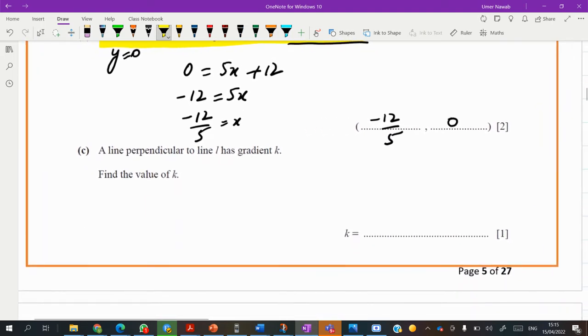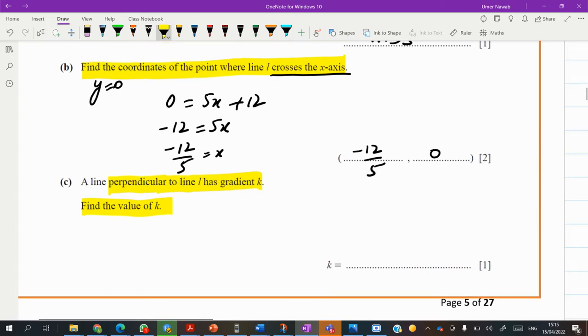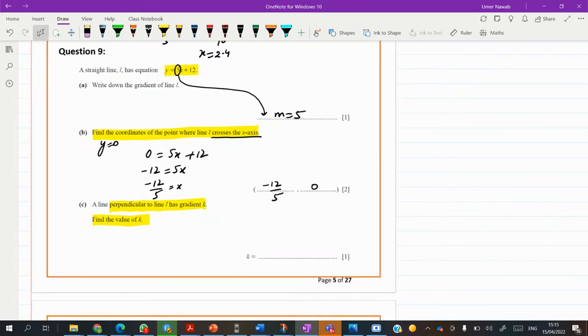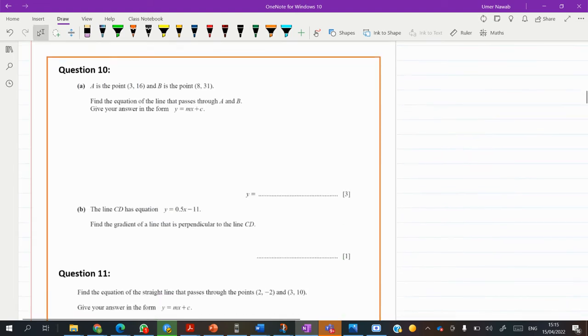Now again, he is telling you a perpendicular line has a gradient k. What would be the value of this k? Let me check. What is the gradient? The gradient, as I have already told you, is 5 for the line L. So if you want to write the perpendicular gradient, you need to change the sign, plus changes to minus. So 5 over 1 becomes 1 over 5. So our gradient is minus 1 over 5.